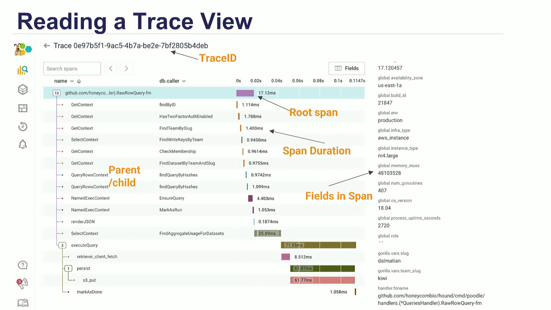So the thicker bar is down towards the bottom, where it says execute query, retriever client, fetch, persist, S3 put, mark is done. The final span there, mark is done, is when it's created an entry in the database saying this query is complete. Your results are available. And the way that our UI does its polling, it's actually fetching those results from where they're cached in S3 rather than handing them back to the browser live.